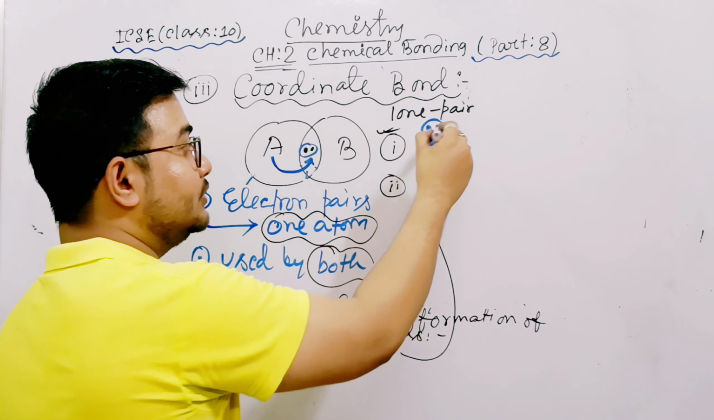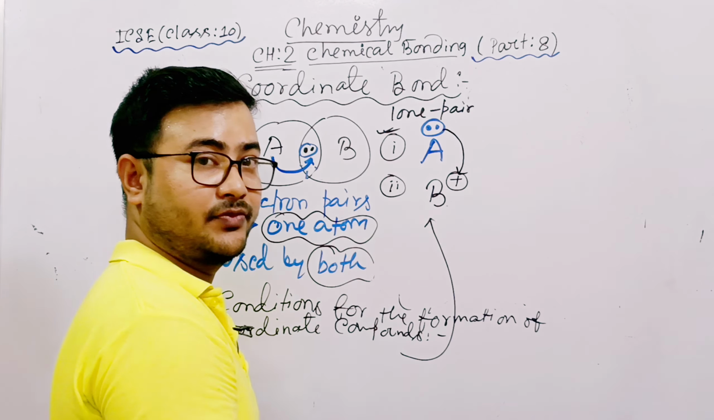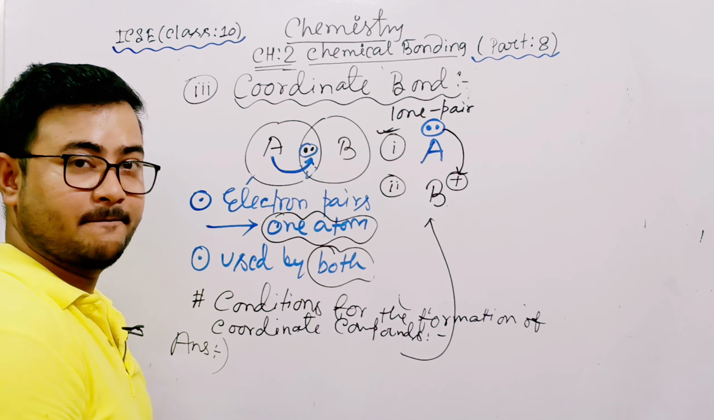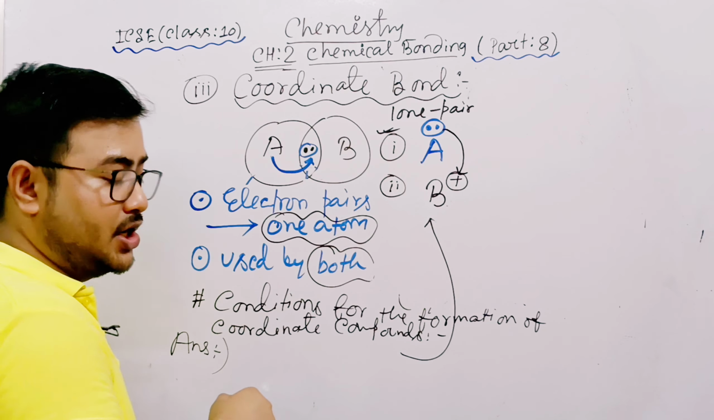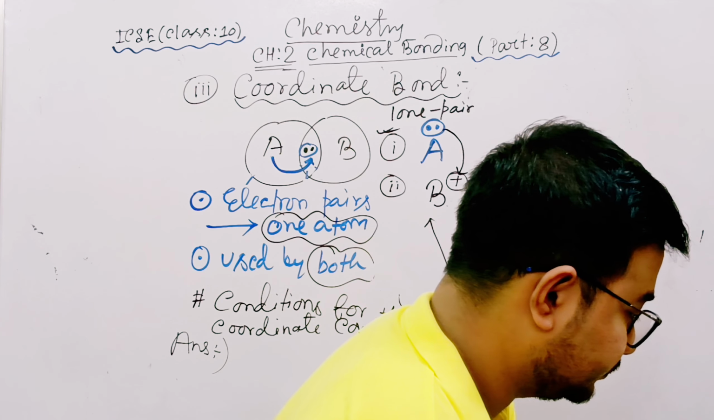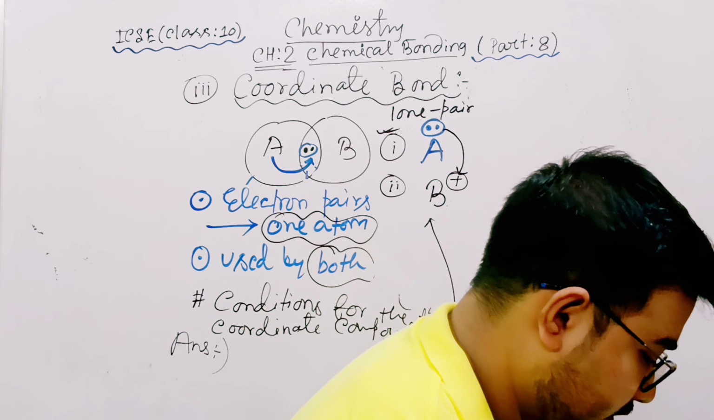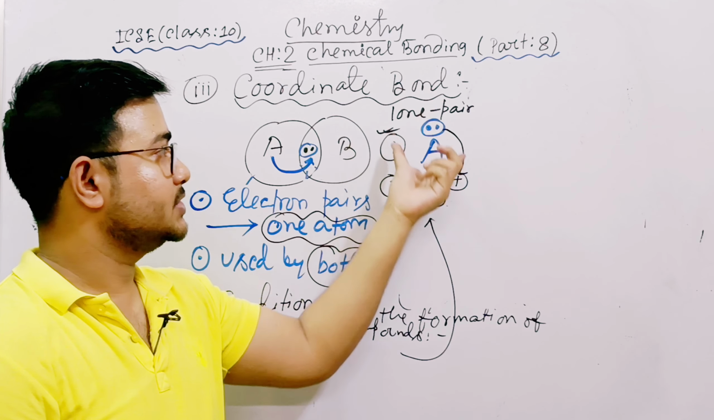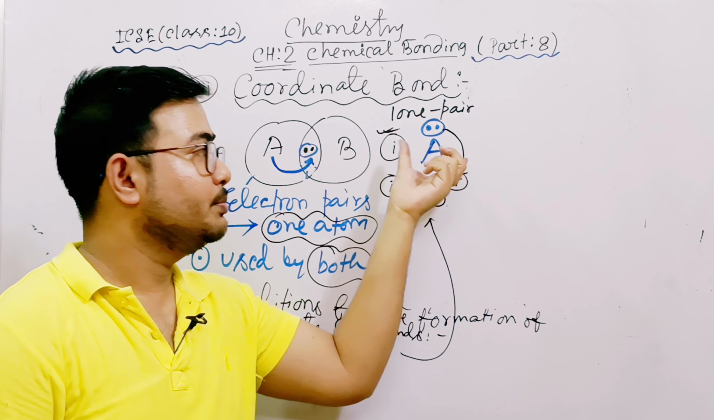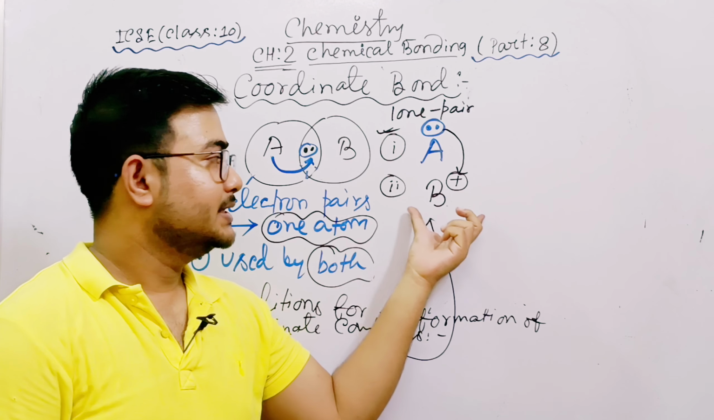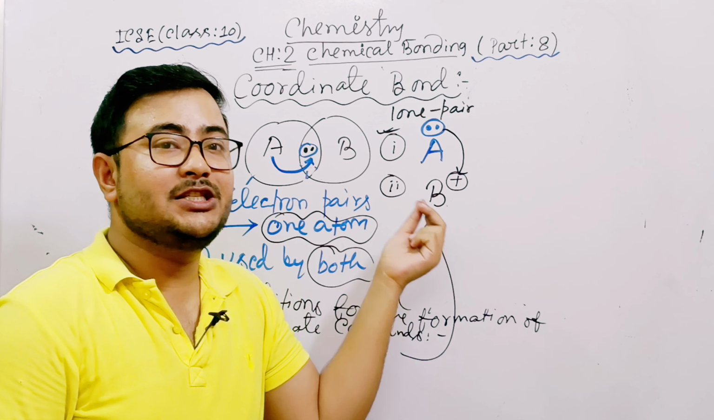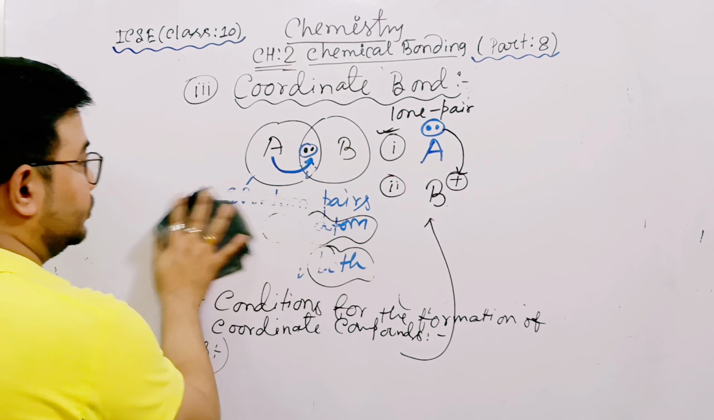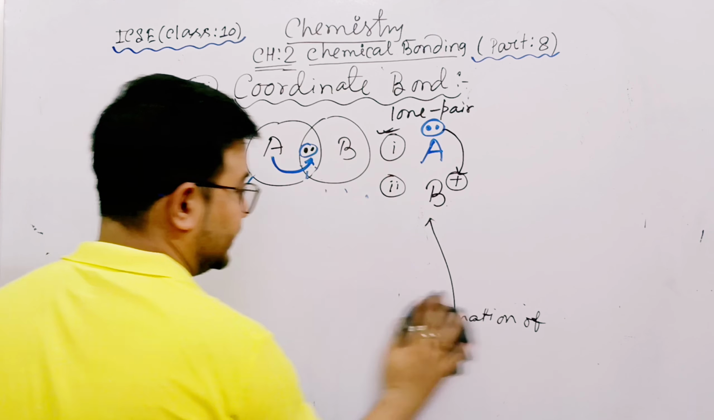Do you understand? Two are opposite: one has extra electrons, the other has no electron. That is why A will donate to B into a common space, used by both. Okay, so this is our condition. You can write it point-wise. First point: one atom has an extra lone pair or electron density. Second point: there is at least one vacant space to accept the electron density. Done. So these are the only two conditions.